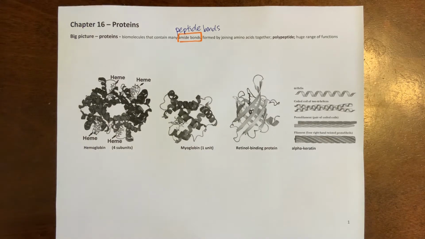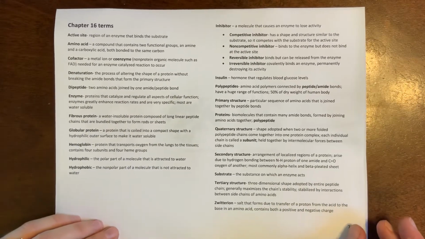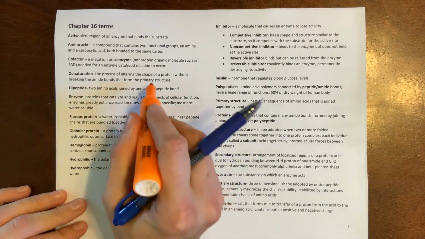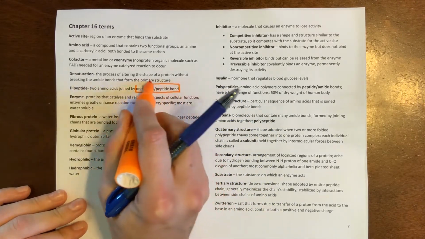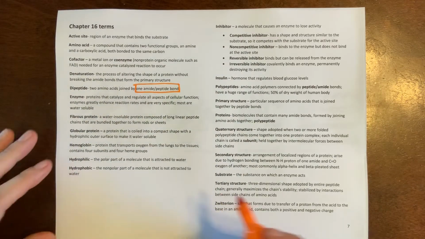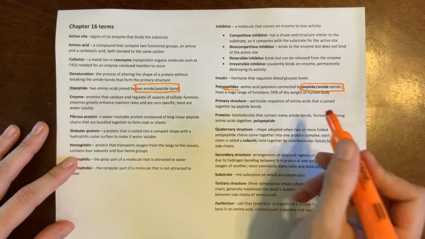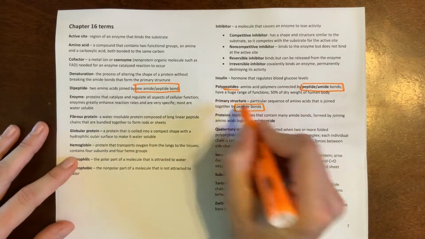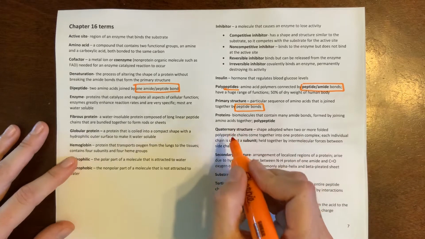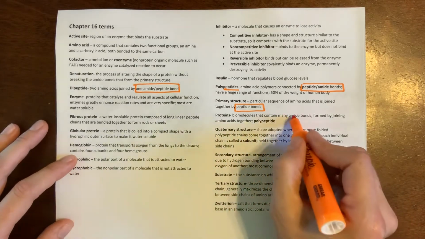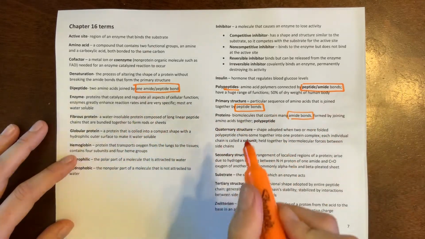And I want to draw your attention to page 7, where you have a whole bunch of terms. We're going to refer to these periodically throughout the chapter, but notice that there are peptide bonds and amide bonds that show up in quite a few places here. They show up in polypeptides. They show up holding something called primary structure together. So we're going to see quite a few of these peptide bonds show up in different definitions.